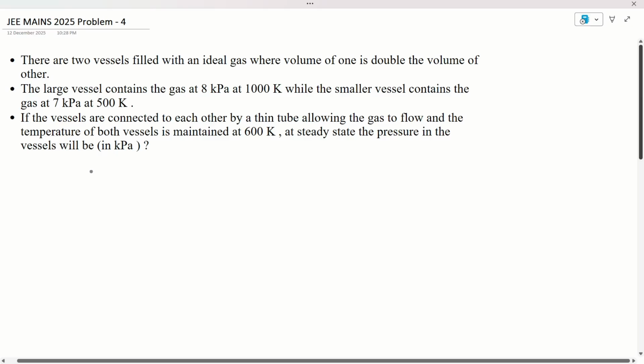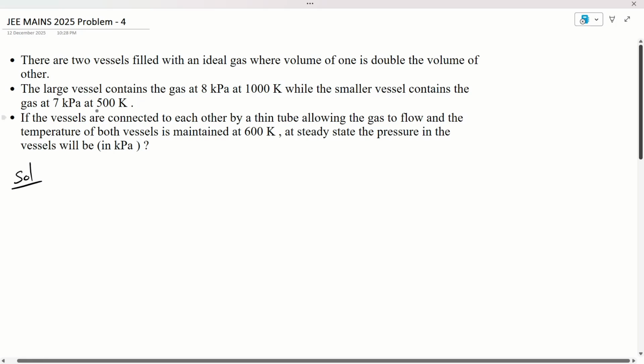It is from Thermodynamics. The problem statement appears too large, but the solution isn't that large. It is a very simple solution with a very familiar concept. Let us solve it. The solution begins with decoding the question.